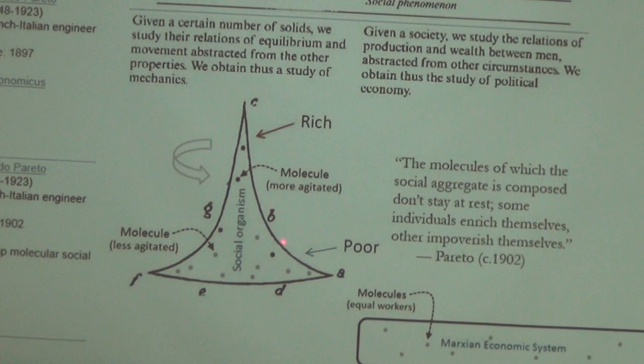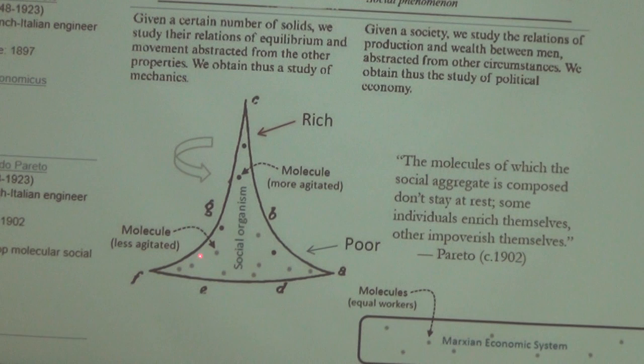This is from 1902. And he says these are less agitated molecules. So this is an example of someone who sits around all day and watches TV, a less agitated molecule. Someone who is more agitated, they enrich themselves. And this is a process that happens over generations, such that right now Bill Gates is one of the richest people in the world, but the Gates family will only last for 300 years. There's a cycle of flow of money.